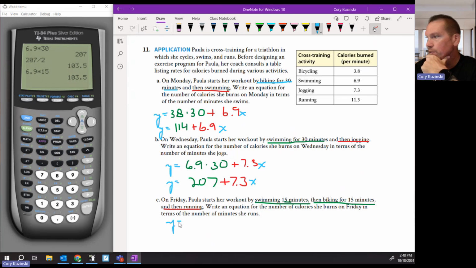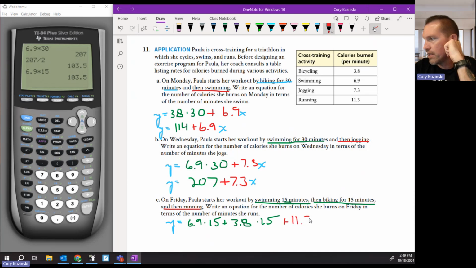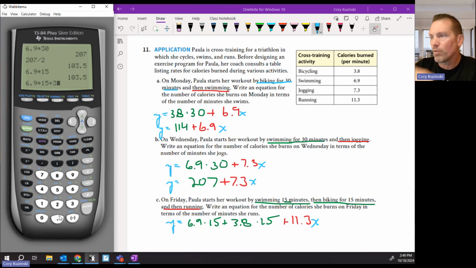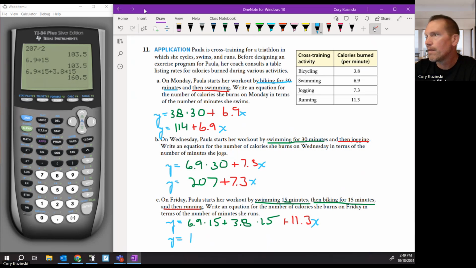Let's go y equals. So what does she do? She does the swimming, so 6.9 times 15. And she does the biking, 3.8 for 15 minutes. And then the running is 11.3. Got it. First time I did this one, I messed it all up, but now I'm seeing it. Okay, here we go. So let's do the 6.9 times 15 minutes and the 3.8 times 15 minutes. She's starting at 160 calories burned where she starts running. That's 11.3x. There we go. And I think we just got to do some calculations now.